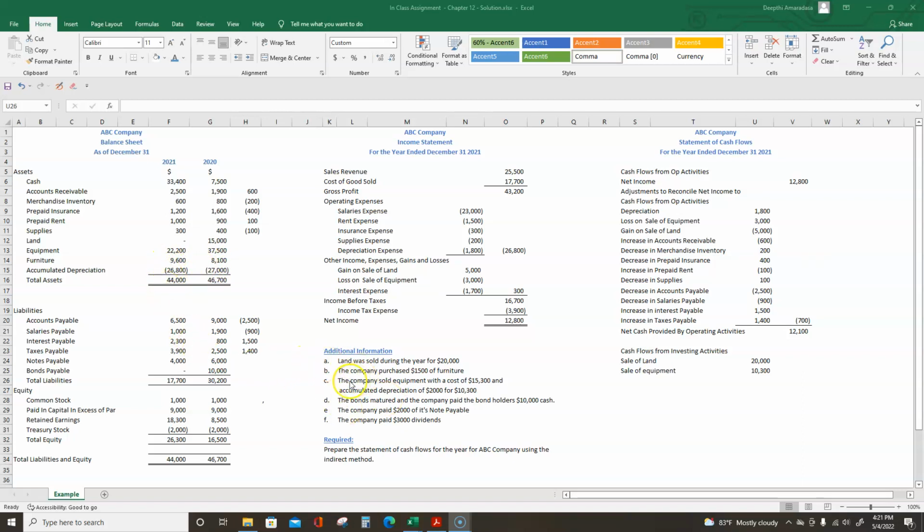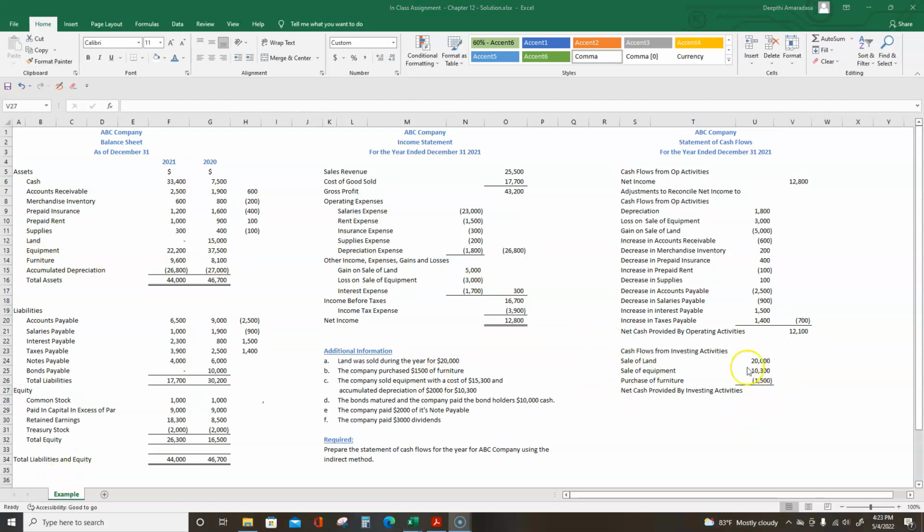But there is a note here. It says the company purchased $1,500 of furniture. So whenever a company purchases long-term assets, that's an investing activity. And since the company purchased, it's money going out of the company. We're going to say purchase furniture, and that will be negative $1,500 to show that $1,500 is an outflow. We've reached the end of the assets, and therefore that is the end of cash flows from investing activities.